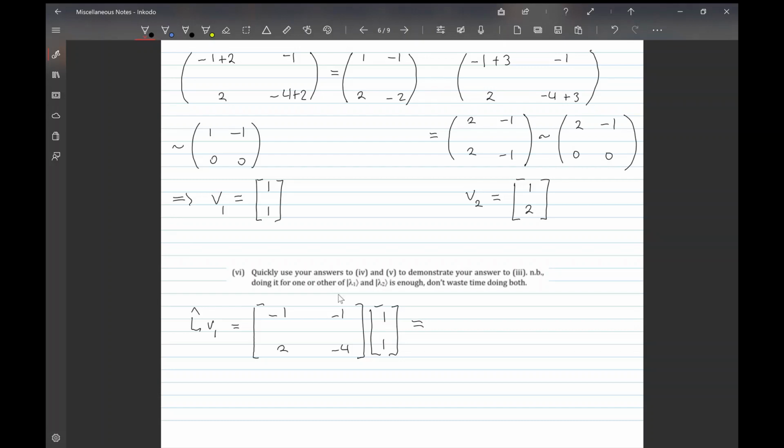So let's just matrix multiply. What do we get? We get -1, -1, so that's -2, and 2, -4, so that's also -2. And so that is -2 times 1, 1. So what is -2 times 1, 1? That's just a vector anti-parallel and twice the length of V1. So this demonstrates what we said in part 3. Okay?